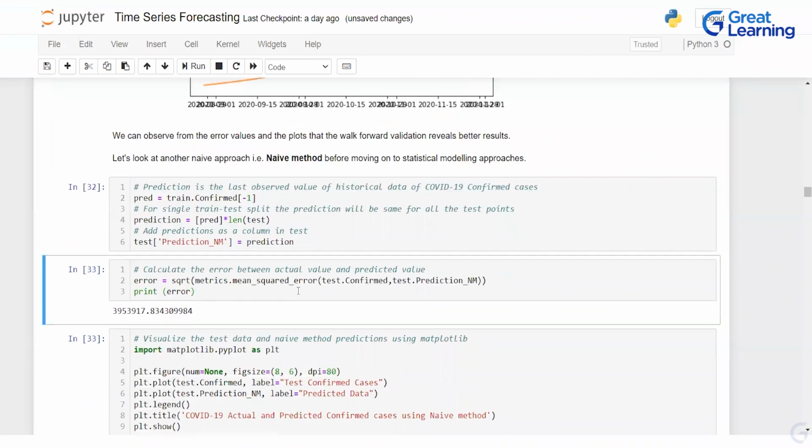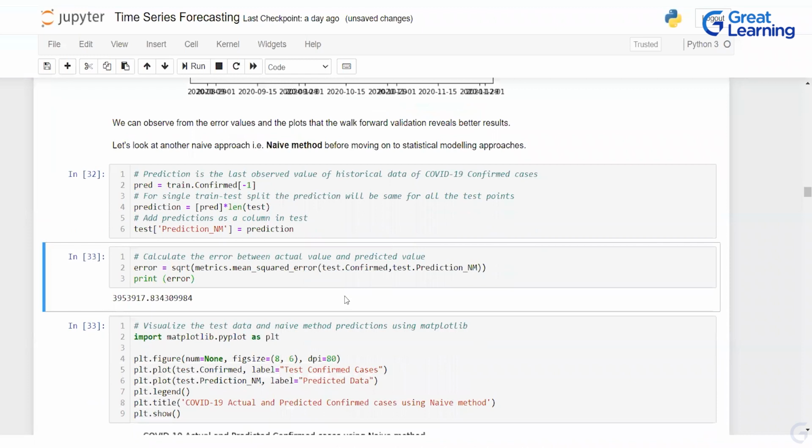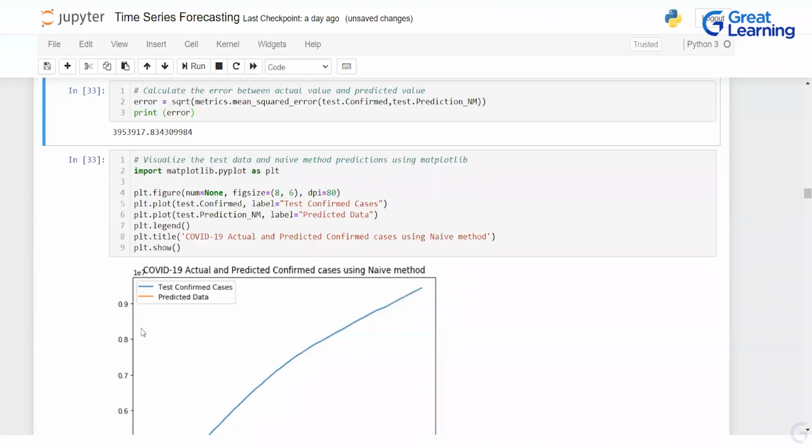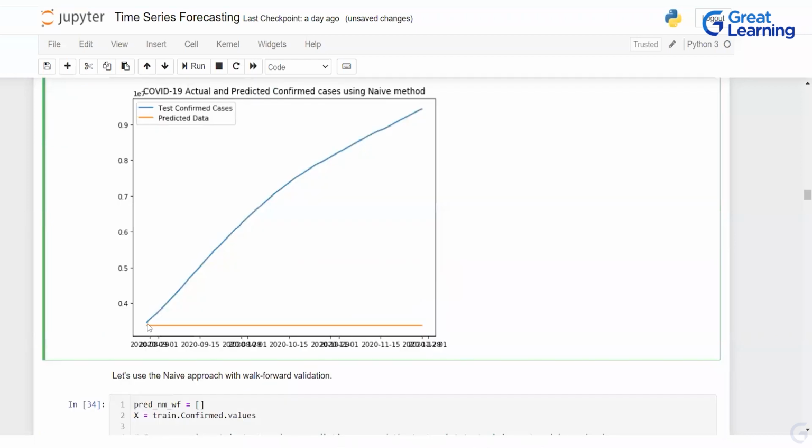With the general one, it comes something like this. You will just see one line. This is the one line. Whatever is the last value in your training or in your test data, that's what it is taking over here.